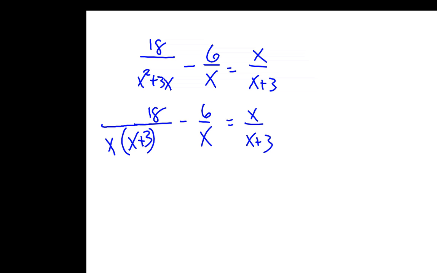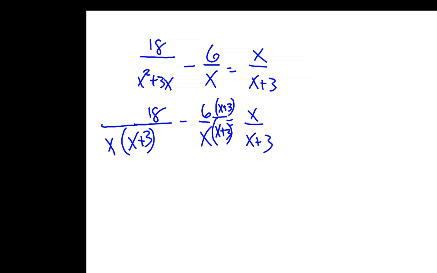So I look at this and I say, look, what are the different factors that I see in denominators? I only see 2 of them. What are they? I see x and x plus 3. The first fraction has both of them. I can leave that one alone. The second fraction is missing which one? The x plus 3. So I'm going to multiply the second fraction by x plus 3 over itself.